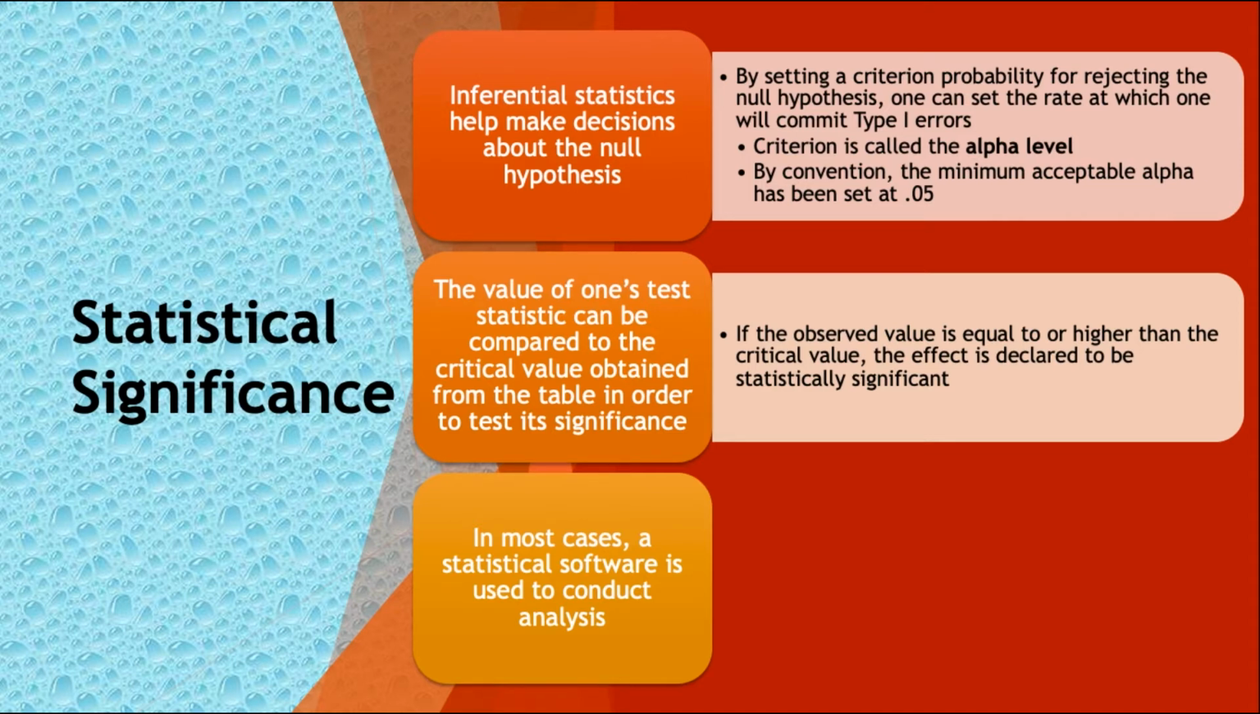If you are doing the calculation by hand, however, computing the p-value can be challenging. So to avoid this problem, statisticians create tables of critical values for popular tests. To determine whether the value of your test statistic is significant, you compare it to a critical value obtained from the table. If your observed value equals or exceeds the critical value, you declare your effect statistically significant.